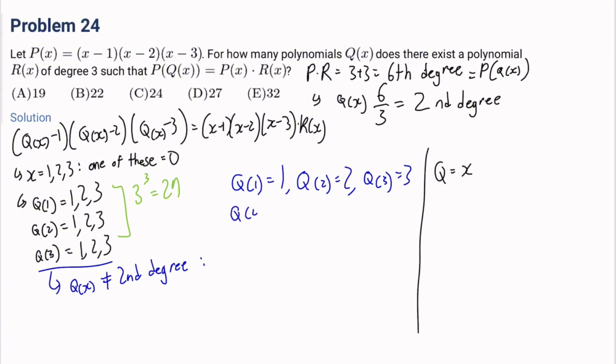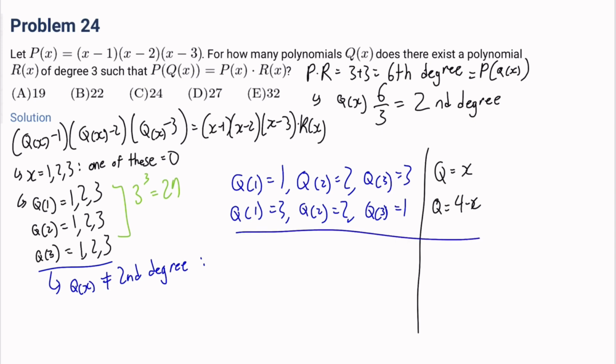What if Q1 equals 3 and Q2 equals 2 and Q3 equals 1? Then that would mean that Q equals 4 minus x, right? And this is also a first degree, so that is not possible. And there are other values of Q. Yes, and there are other possible Q's that are not second degree.